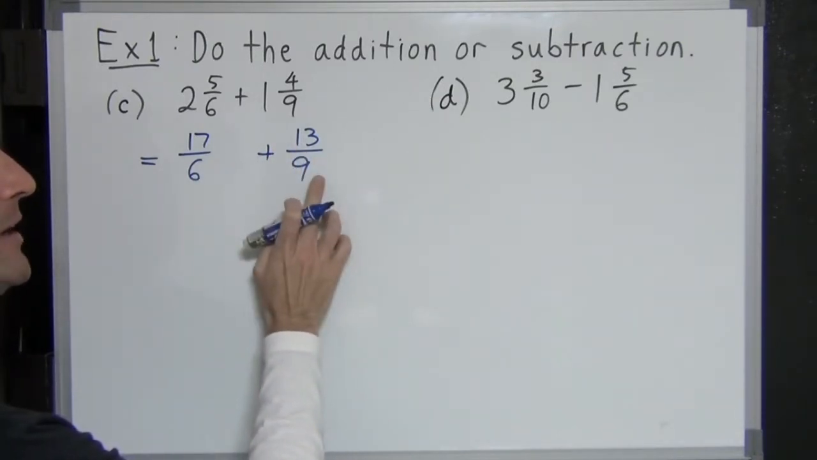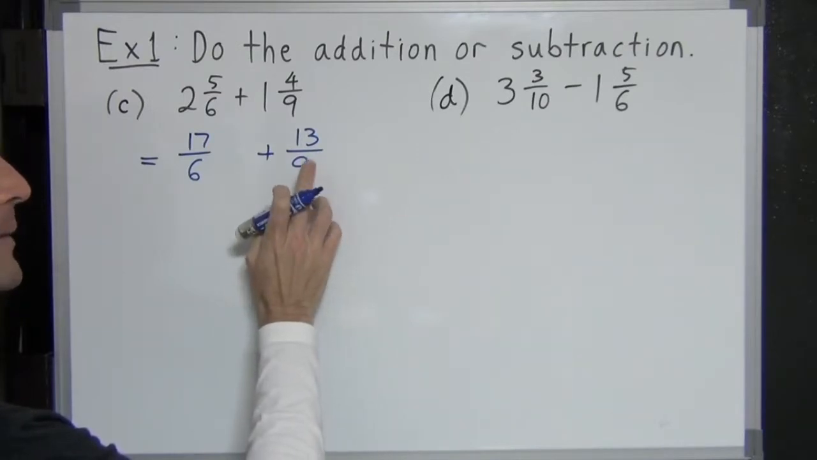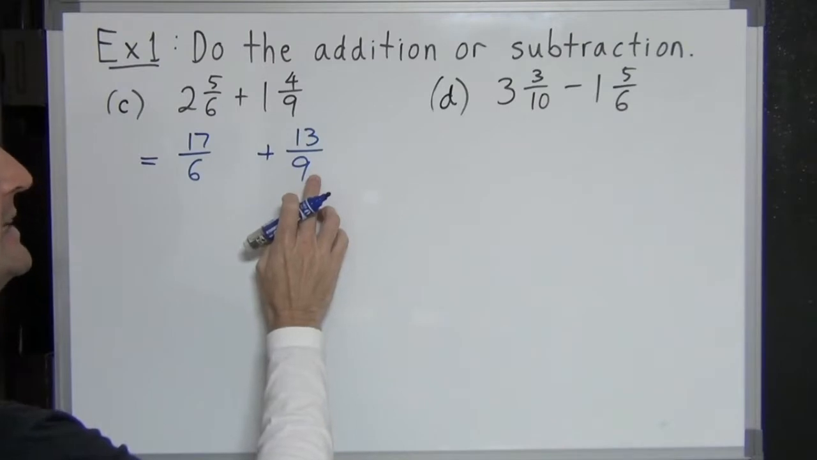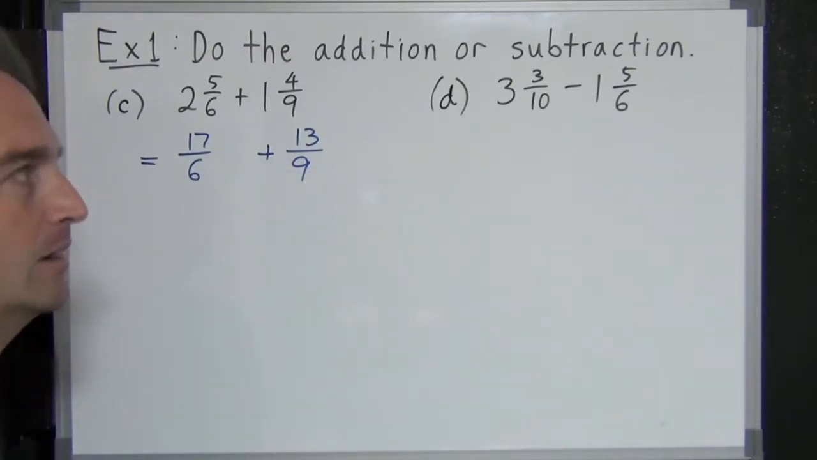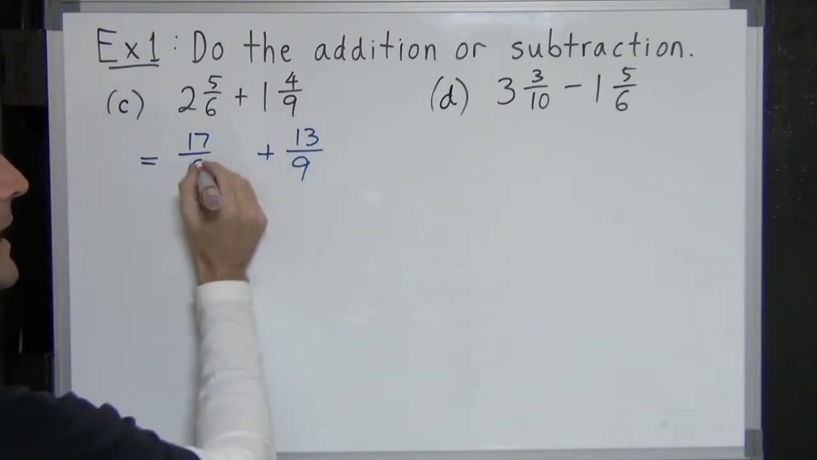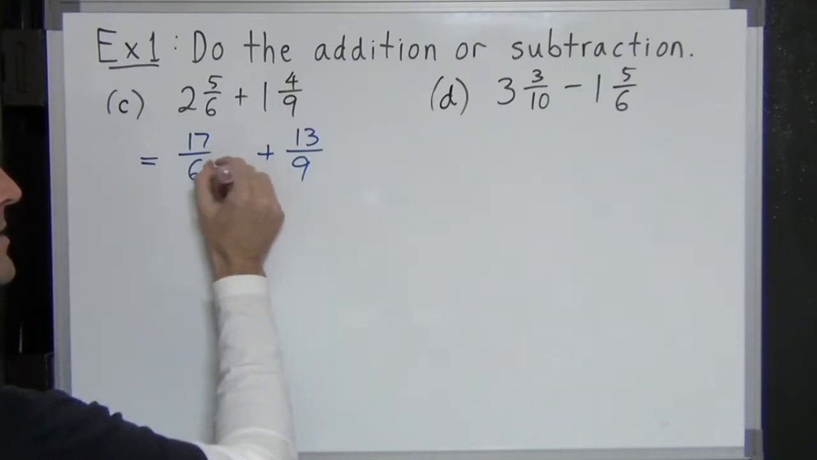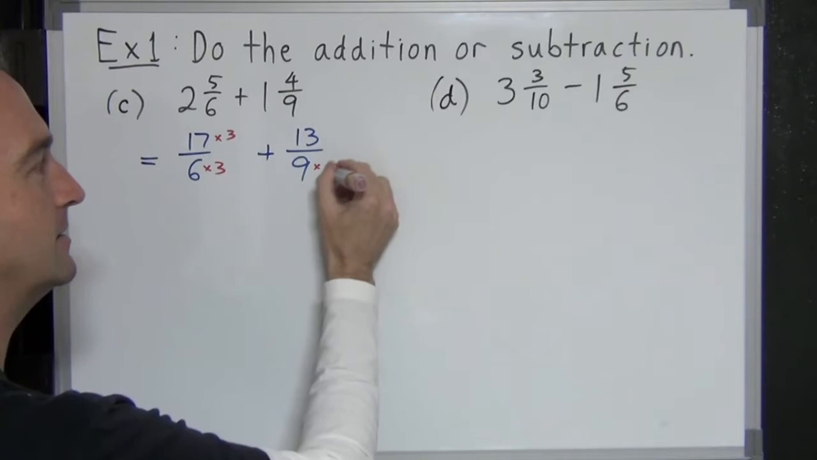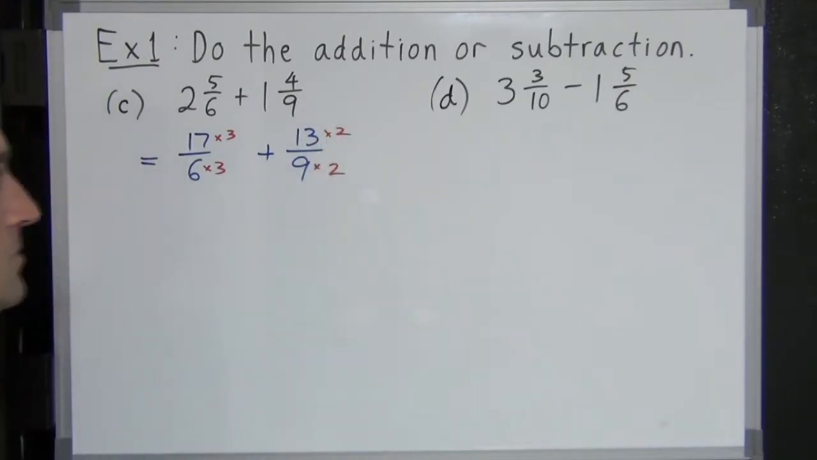Does 6 go into 9? No, it doesn't. What about 18? 9 plus 9. Does 6 go into 18? Yes, it does. So 18 is going to be our lowest common denominator. How do we turn a 6 into an 18? Times 3 on the top and bottom. How do I turn a 9 into an 18? Times 2 on the top and bottom.